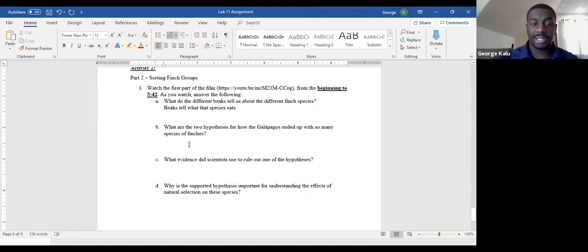Next one. So next question says, what are the two hypotheses for how the Galapagos ended with so many species of finches? Okay. So it was one hypothesis. Right, so there was one bird. So one hypothesis was one bird came from the mainland and then diversified into many other species.